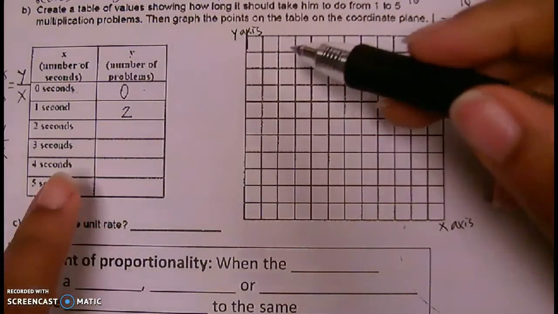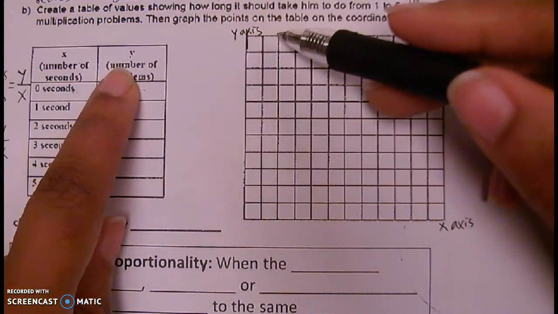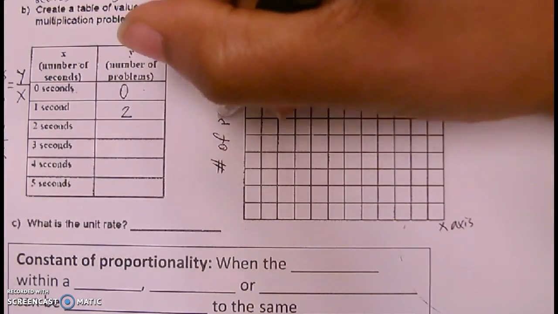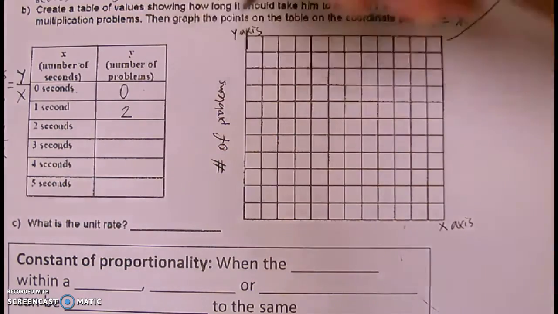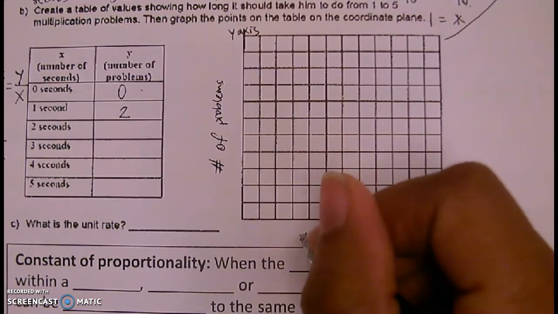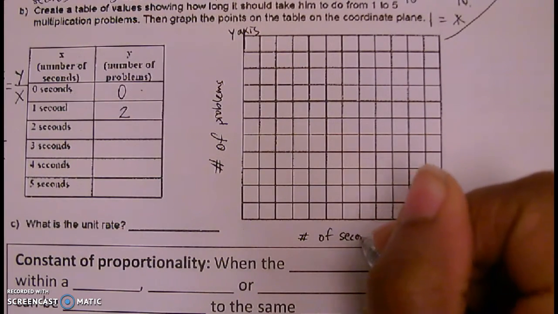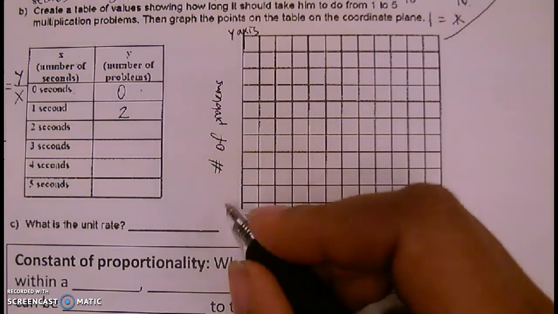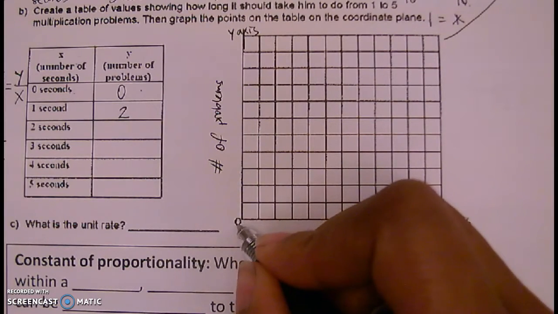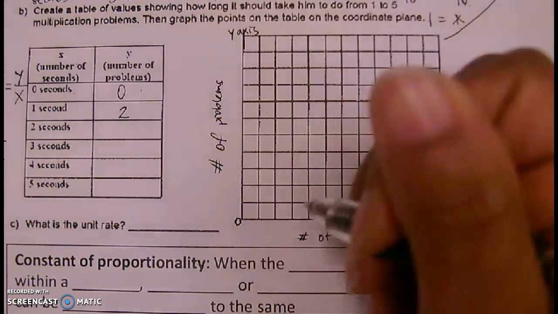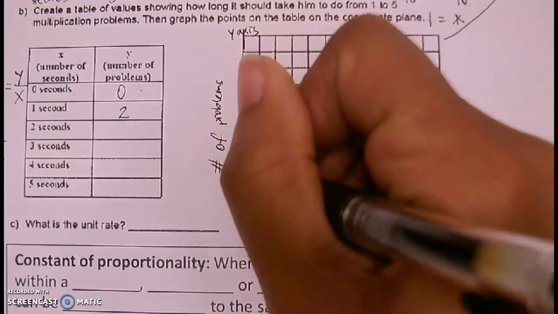If we look at y, we know that y represents the number of problems. So on the side, I'm going to write number of problems. And my x is talking about the number of seconds. So I'm going to write number of seconds. Then I'm going to put in my numbers so that I can plot these correctly. Of course, at the bottom corner is always going to be 0. For number of problems, I'm going to go ahead and number all the way to 10.